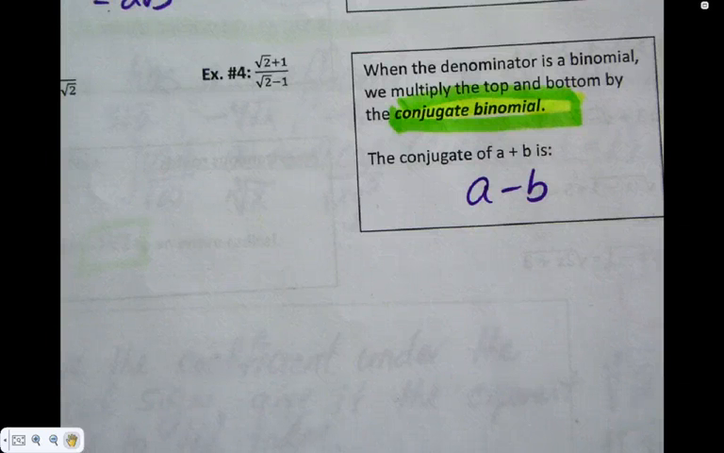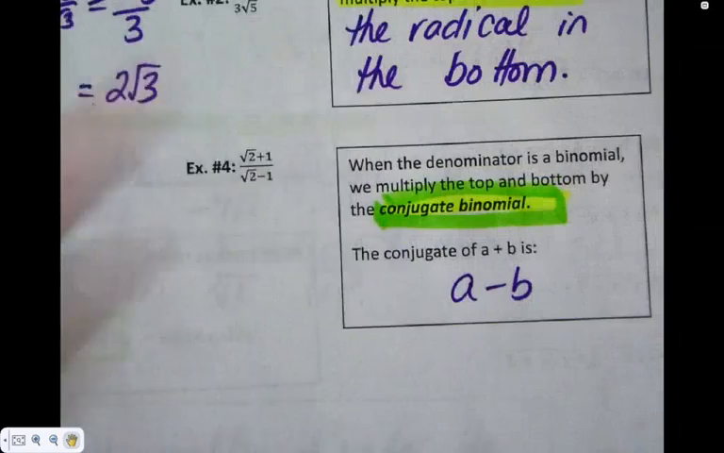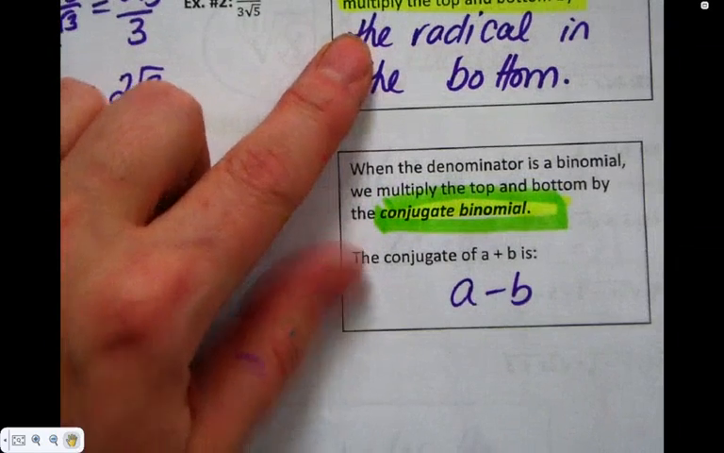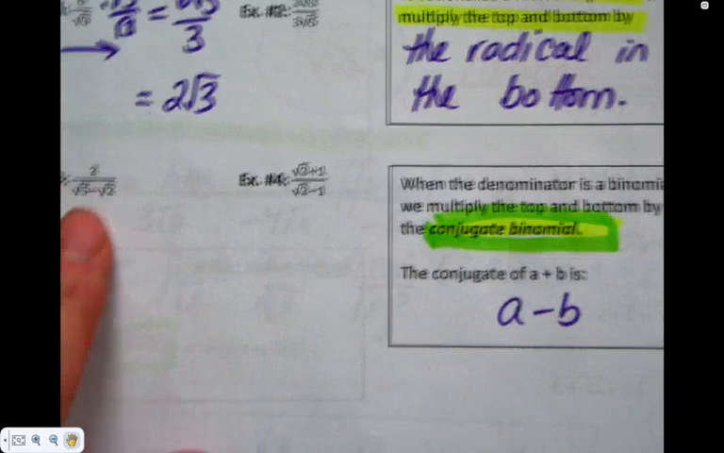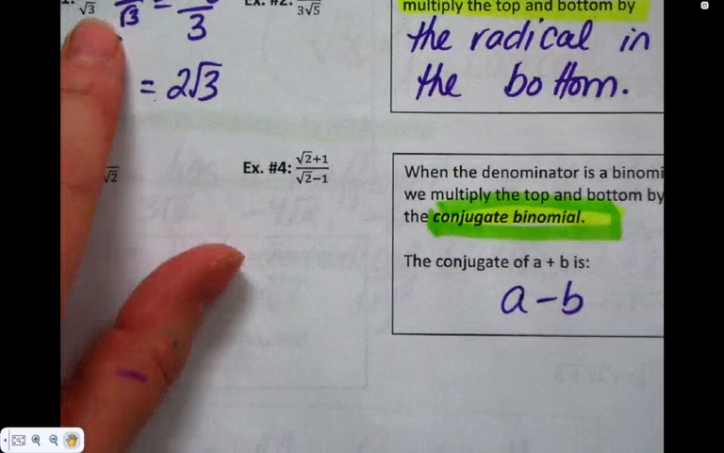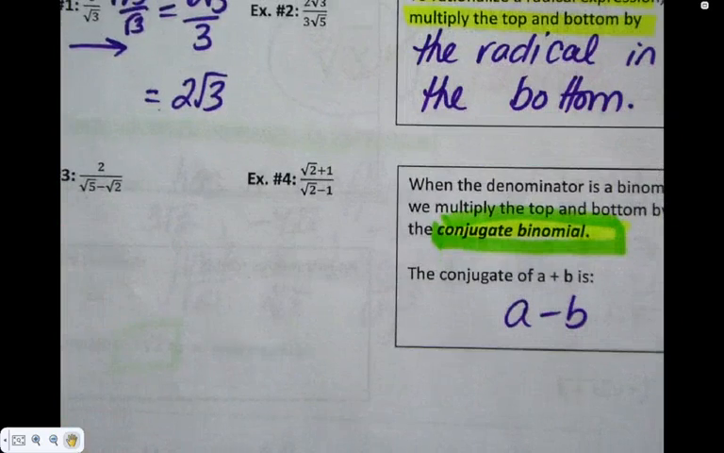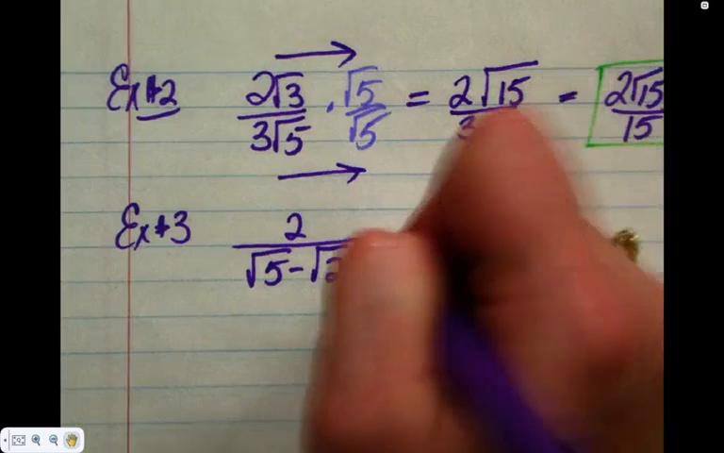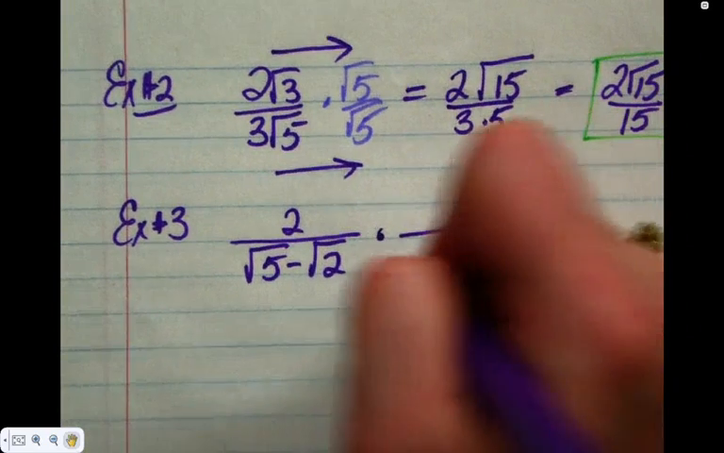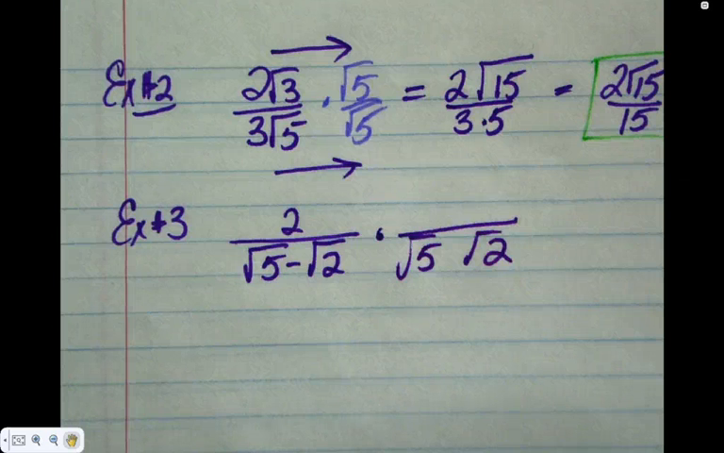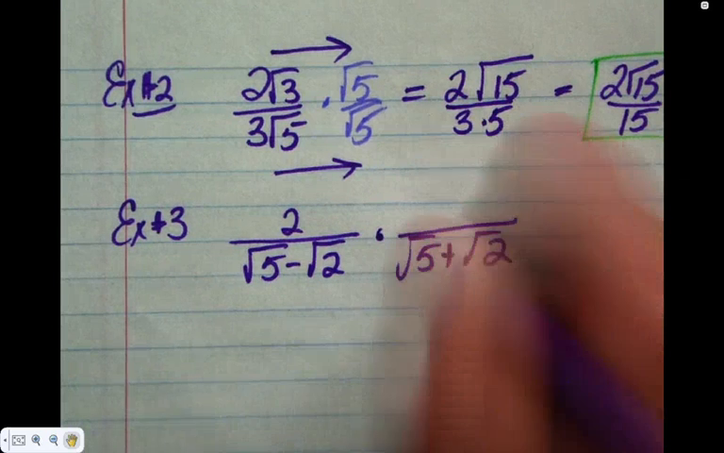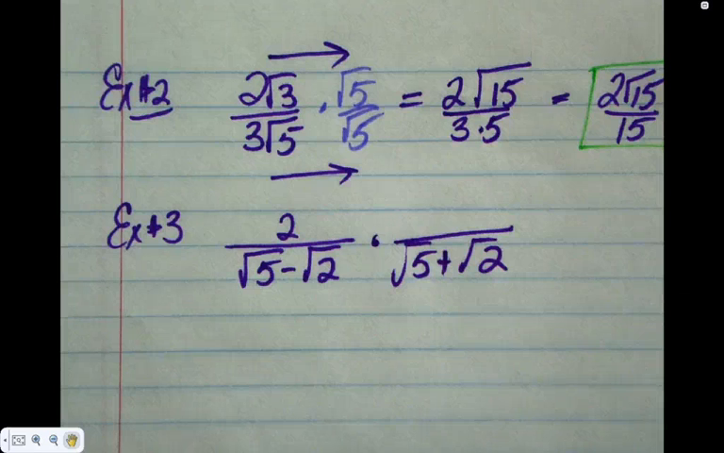So when do I just use the radical on the bottom, and when do I use this crazy thing called the conjugate binomial? When there's a binomial in the bottom. So if it's just one term, good to go. The problem is what do I multiply by when there's two? So I'm going to take the conjugate binomial of the bottom. I'm going to take the exact same terms, root 5 and root 2. But instead of putting a minus in the middle, I'm going to put a plus. That's the conjugate binomial.